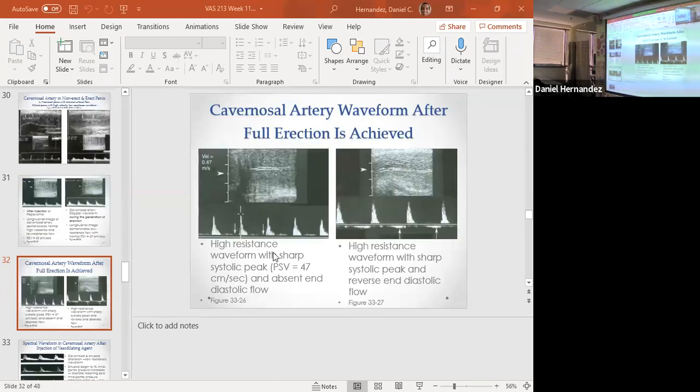At full erection, at peak erection, we then abruptly change to a high resistant waveform with a sharp systolic peak. We still have elevated peak systolic velocities, but at this point we have absent end diastolic flow. We still have a high resistant waveform with a sharp systolic peak, and we can even at this point have reversal of diastolic flow. So still a very high resistant waveform with elevated velocities.